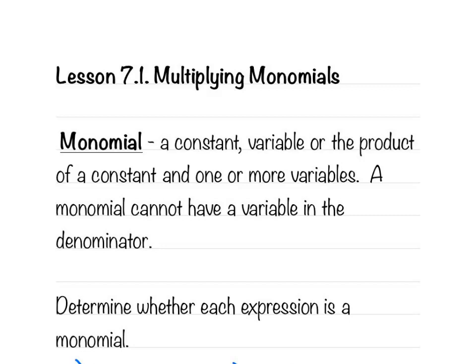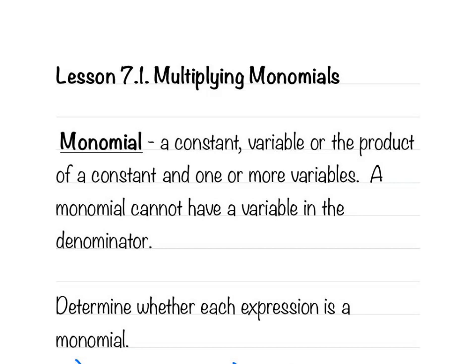This is lesson 7.1, multiplying monomials. A monomial is a constant, variable, or the product of a constant and one or more variables. A monomial cannot have a variable in the denominator.